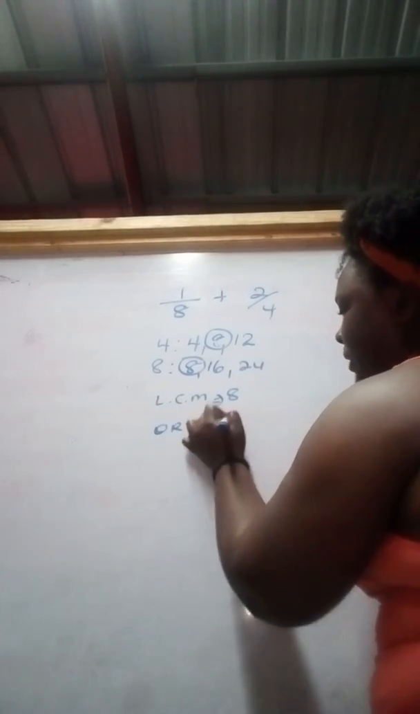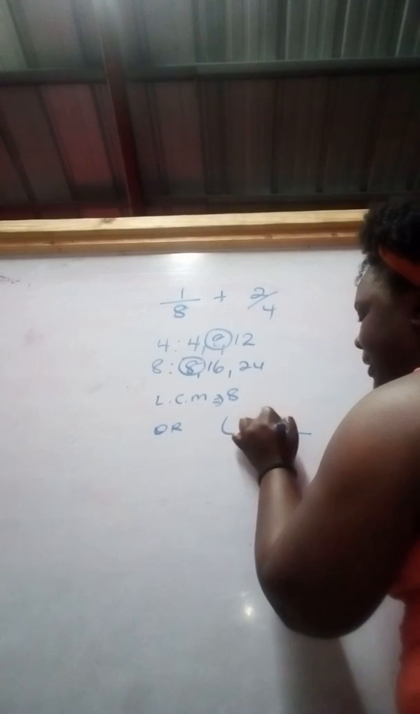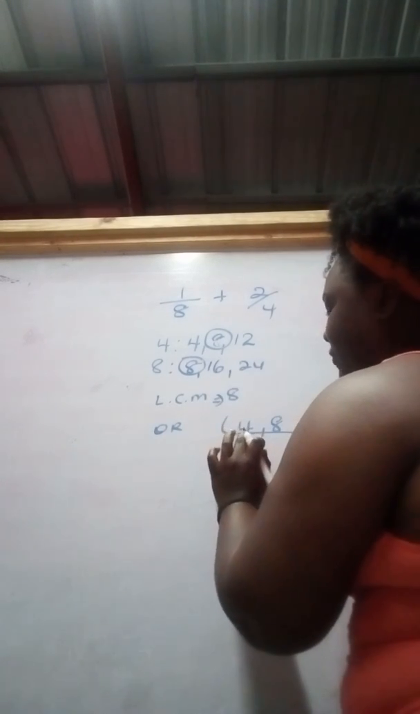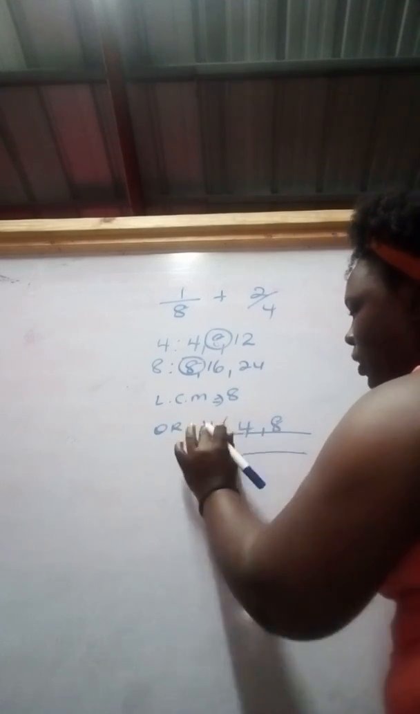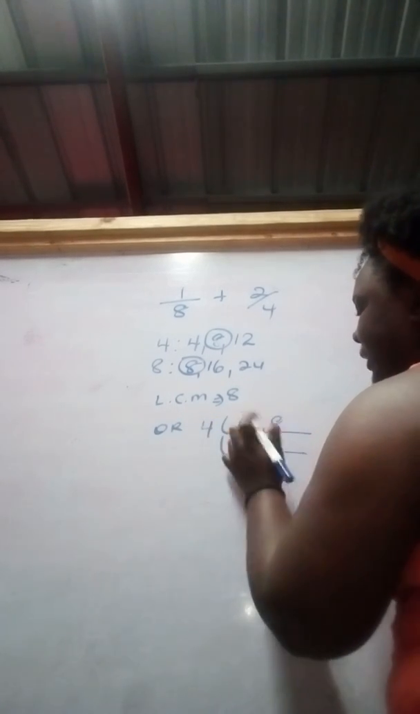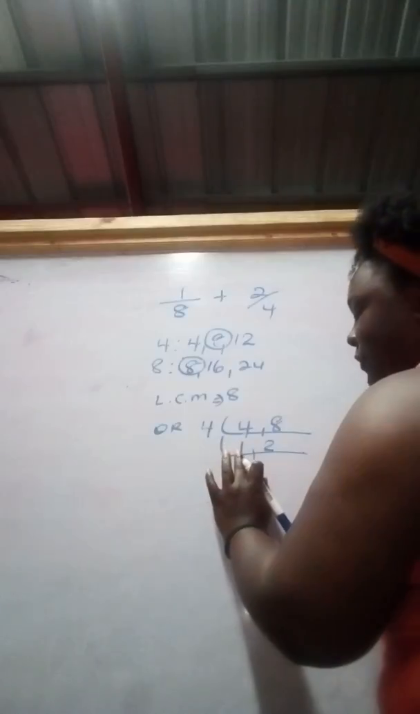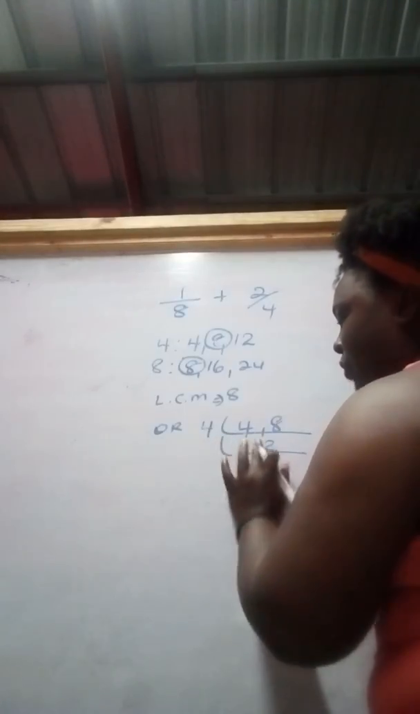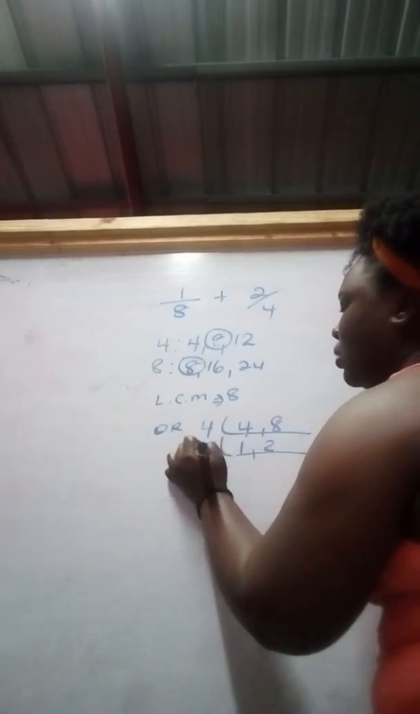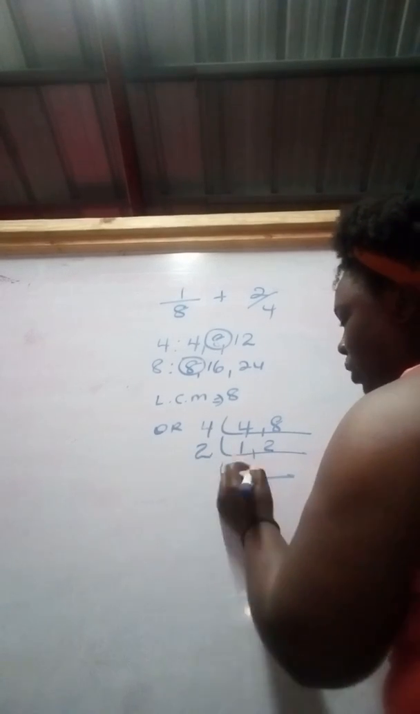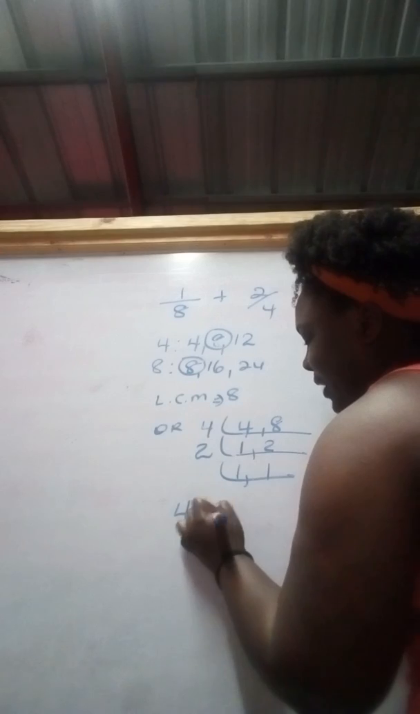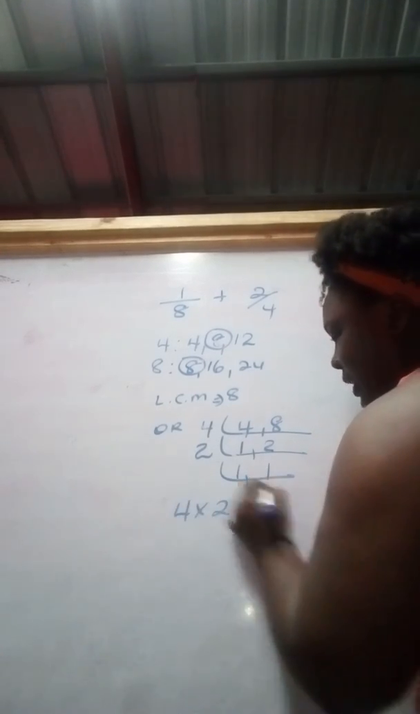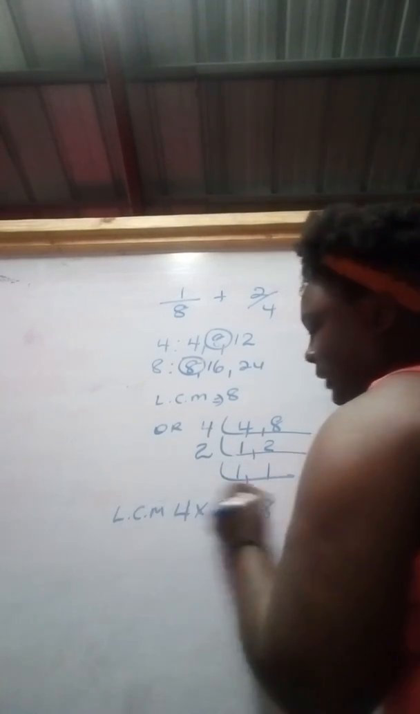Or you can do it this way, where we divide by factors. What factor could go into 4 and 8? 4. 4 into 4, 1. 4 into 8, 2. Well, we have our 1 here. What factor could go into this 2? 2. 2 into 2, 1. So we multiply our factors now. 4 multiplied by 2 is 8. So our LCM is equal to 8.